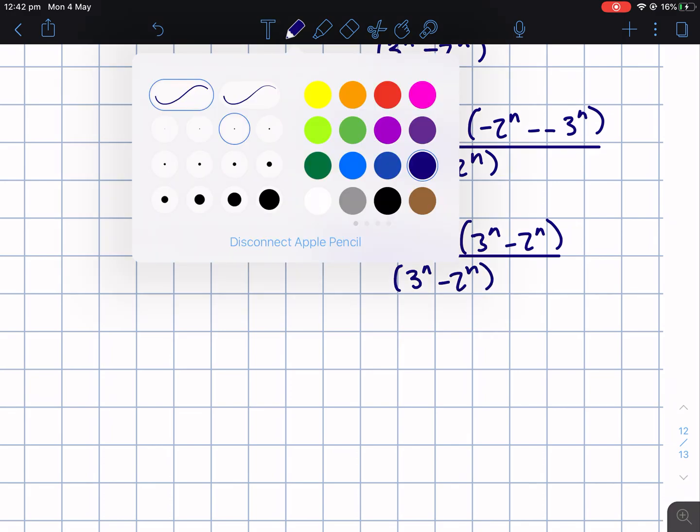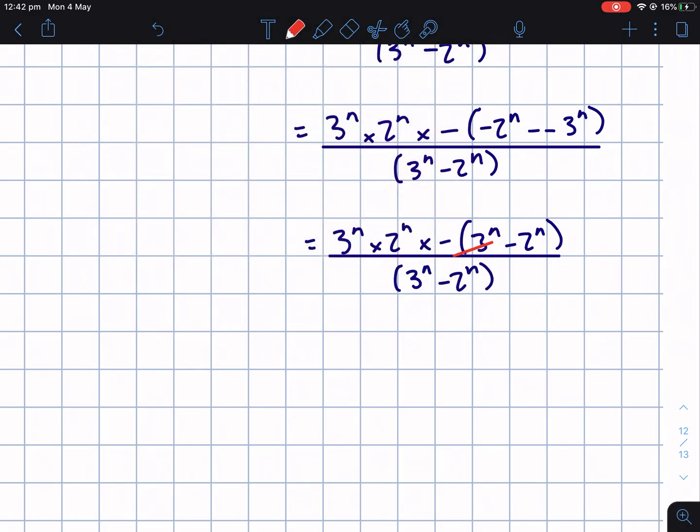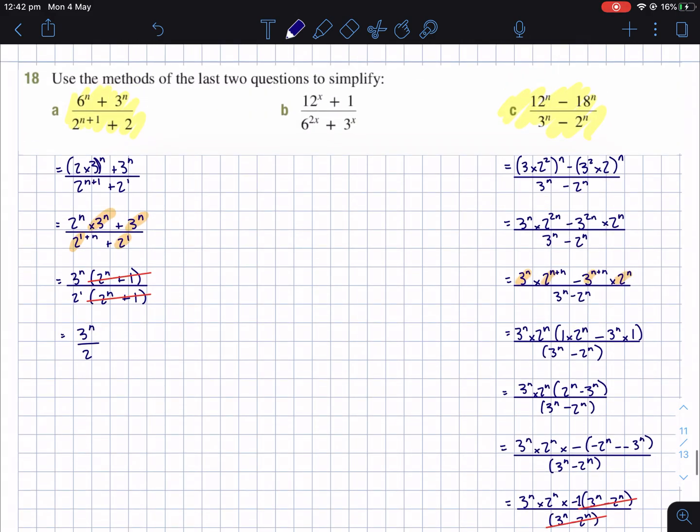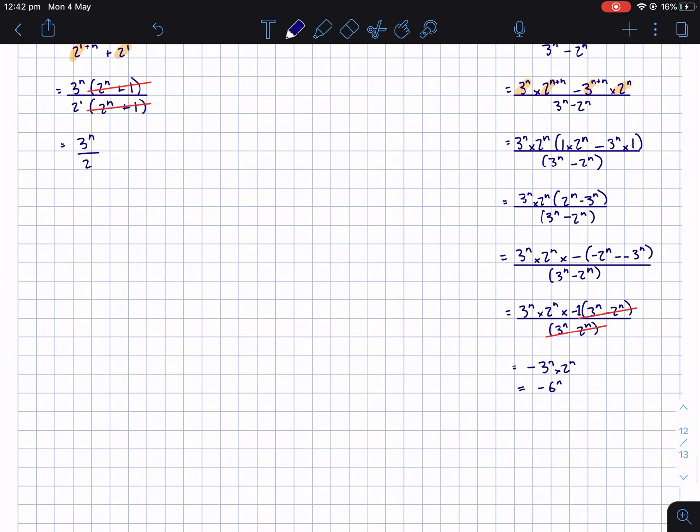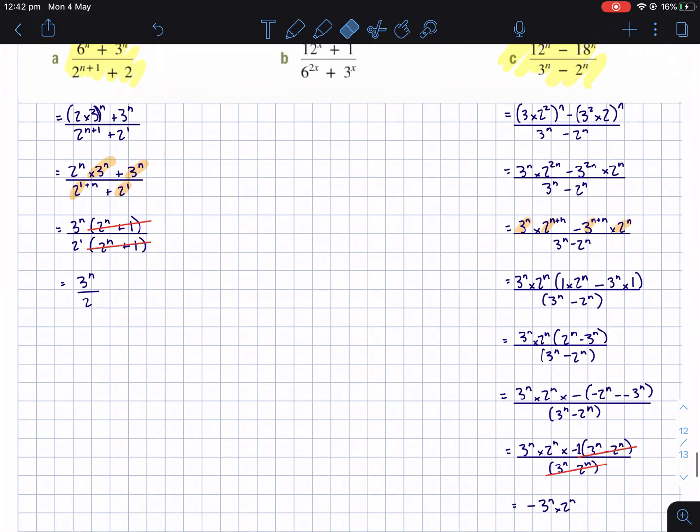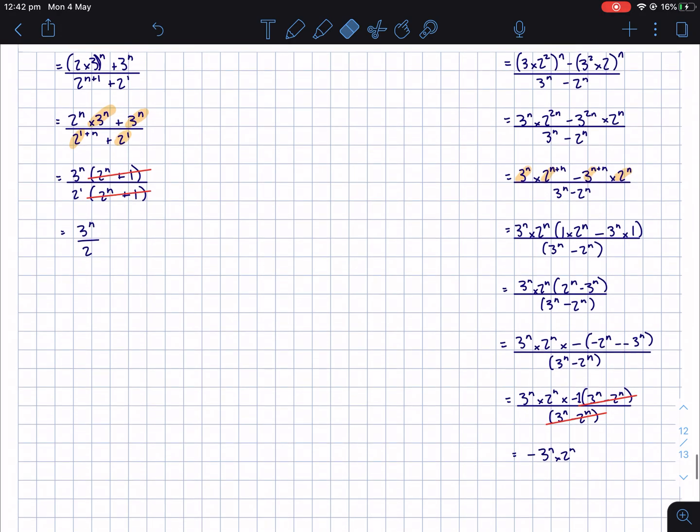Because now you can see, we can get rid of these. So this becomes negative 3 to the n times 2 to the n. I don't know if the answer wants it as negative 6 to the n, but that's fine. I probably wouldn't. And that's simplified. That whole thing came down to that. That's pretty cool.